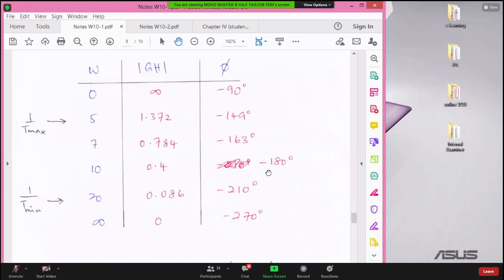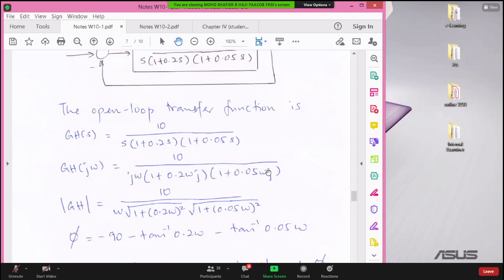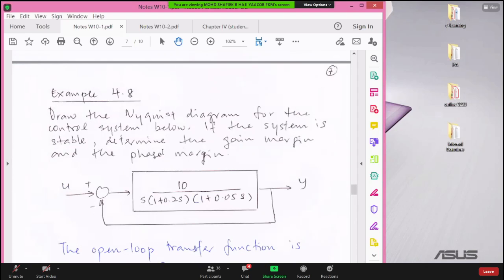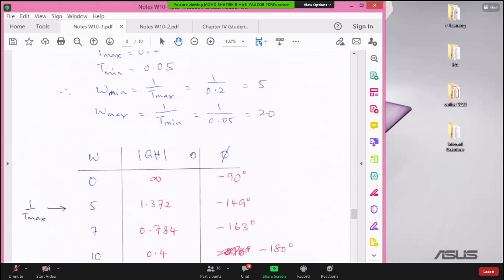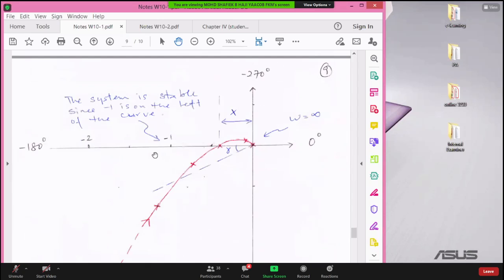And then the question asks whether the system is stable. If the system is stable, you want to compute the gain and phase margin. Now, look at point -1. So this is point -1. Since our Nyquist diagram crosses to the right of -1, we say that the system is stable. The system is stable since -1 is on the left of the curve, or the curve is on the right of -1, which is the same thing. So now we say that the system is stable.